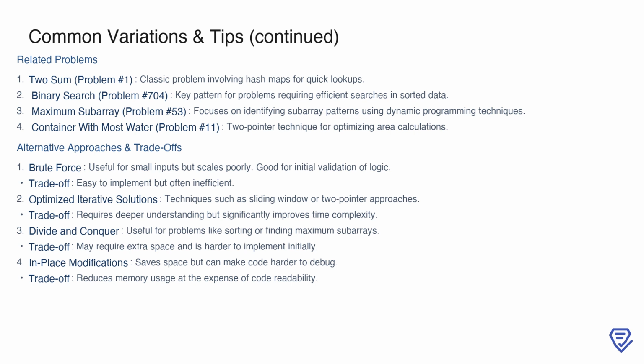When solving these problems, you may also encounter different approaches, each with its own trade-offs. A brute force approach, for example, is straightforward and great for validating your logic on small inputs, but it doesn't scale well. Optimized iterative solutions, like sliding window or two-pointer techniques, significantly improve time complexity but require a deeper understanding of the problem. Divide and conquer methods are excellent for tasks like sorting or finding maximum subarrays, although they may require extra space and can be more challenging to implement initially. Finally, in-place modifications can save memory but might make debugging more difficult. Balancing these trade-offs is key to mastering algorithmic problem solving.